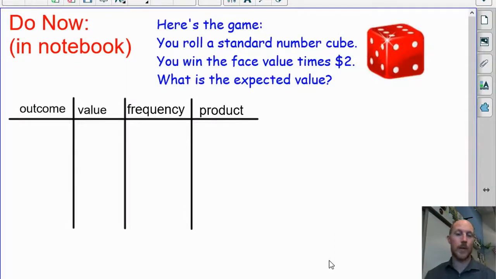Here's the do now. Go ahead and hit pause while you finish this, finding the expected value for how much you'd win if you get to roll the die, and you get $2 times whatever number you roll.